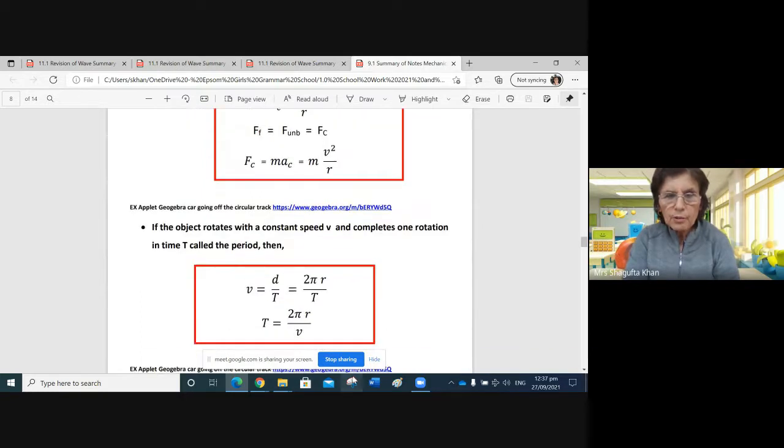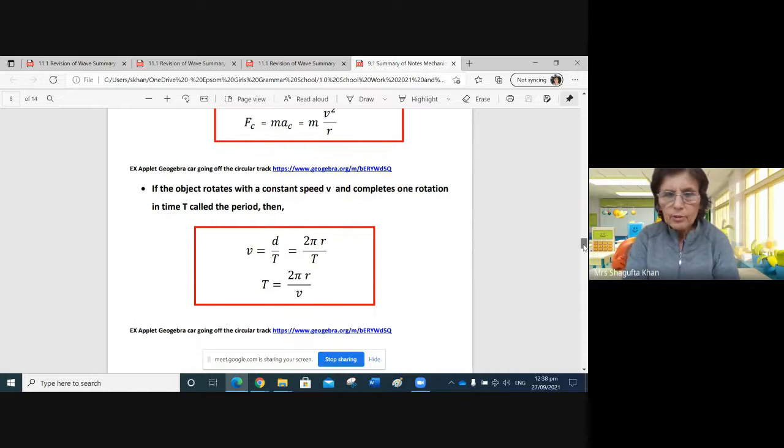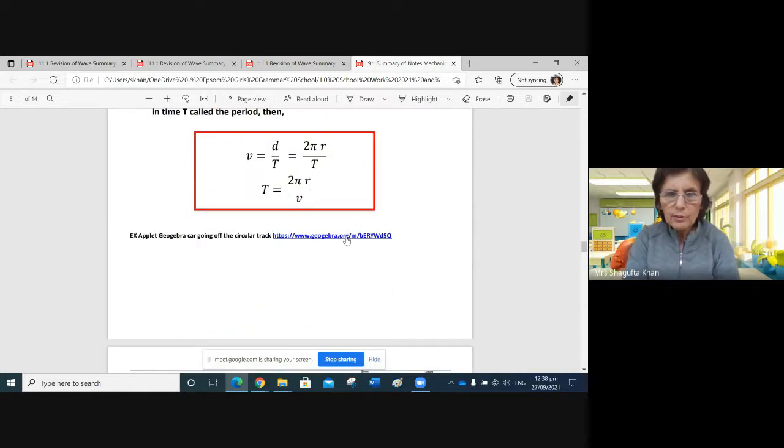If an object is moving with a constant speed, then the distance traveled is the circumference, which is 2 pi r. So speed will be distance over time, 2 pi r over t. The time for one rotation is called the period. So that's what the period is, and we can rearrange it to find the period. Now, just to show you this little thing.